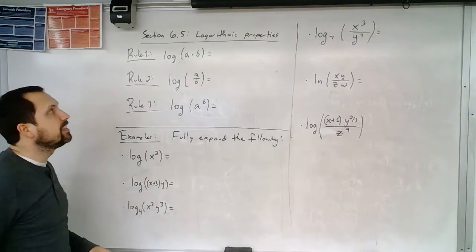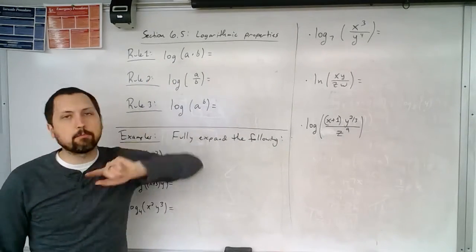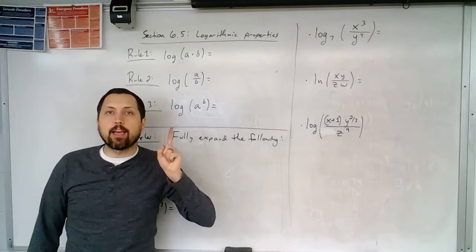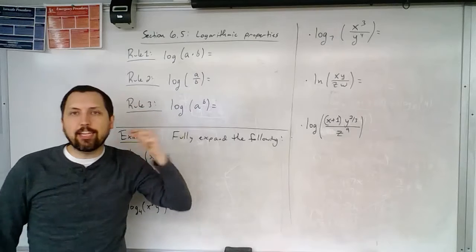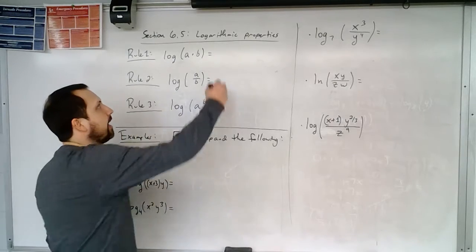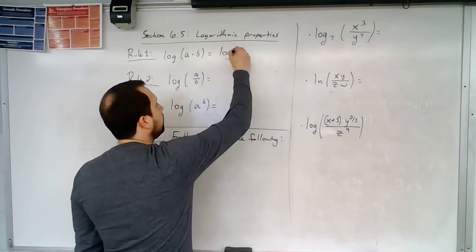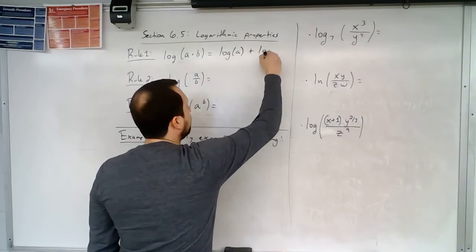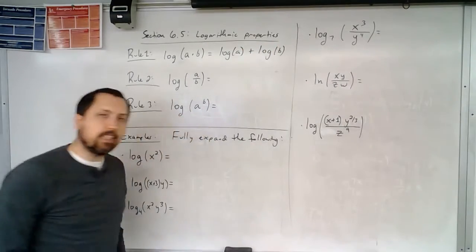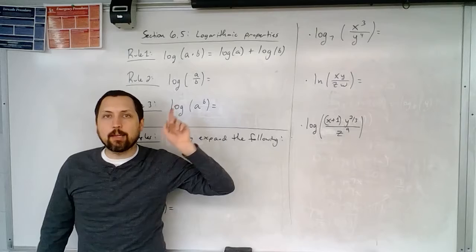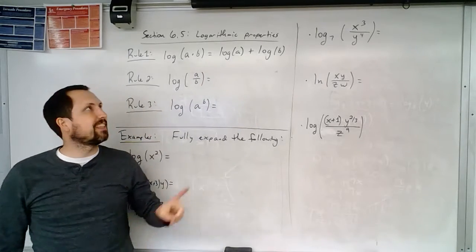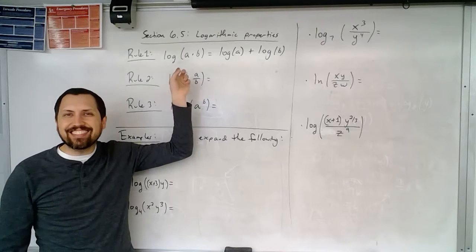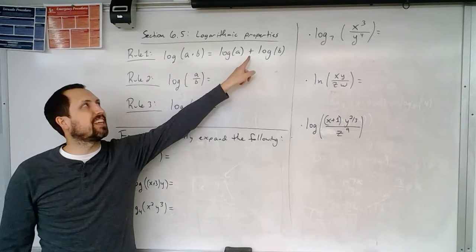So the first rule says that if I have log of a times b, and by the way, this can be any base, the base doesn't matter, but if I have multiplication on the inside, I can rewrite this as log of a plus log of b. Now, the base will stay the same. Whatever base I give you, you'll want to keep the same.